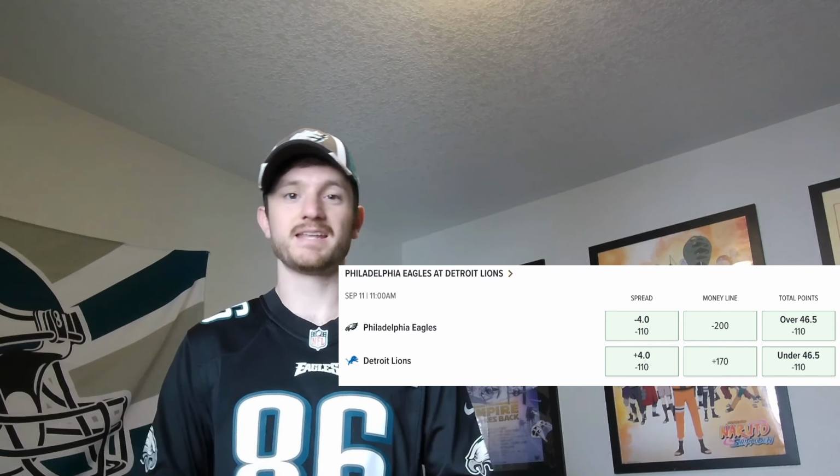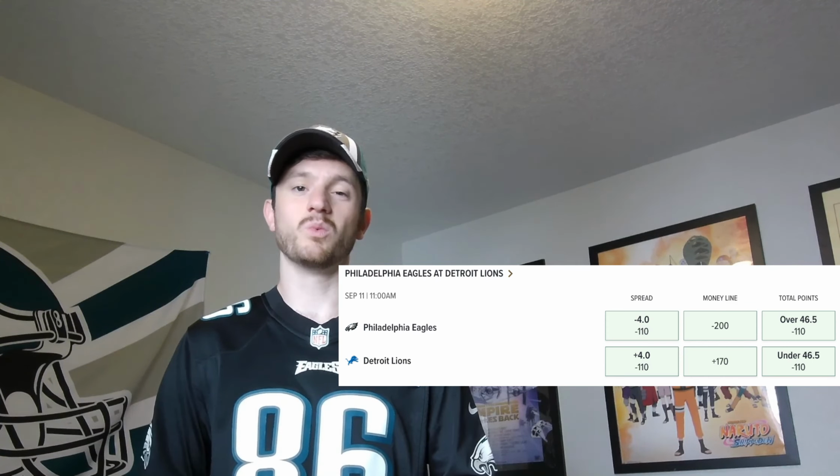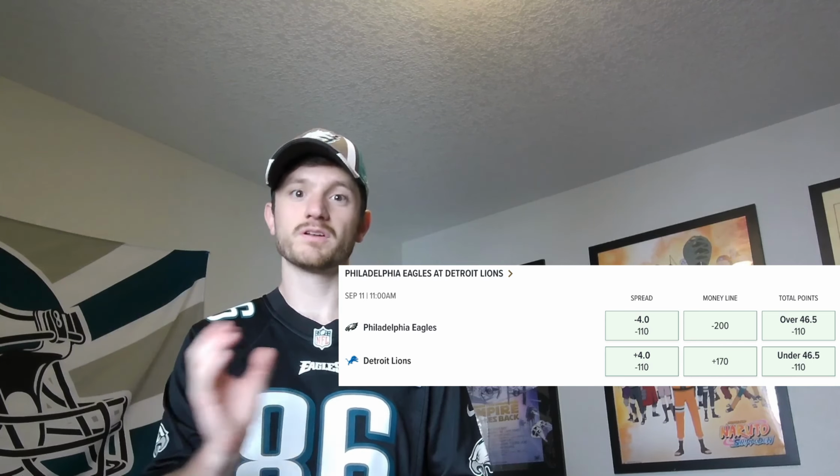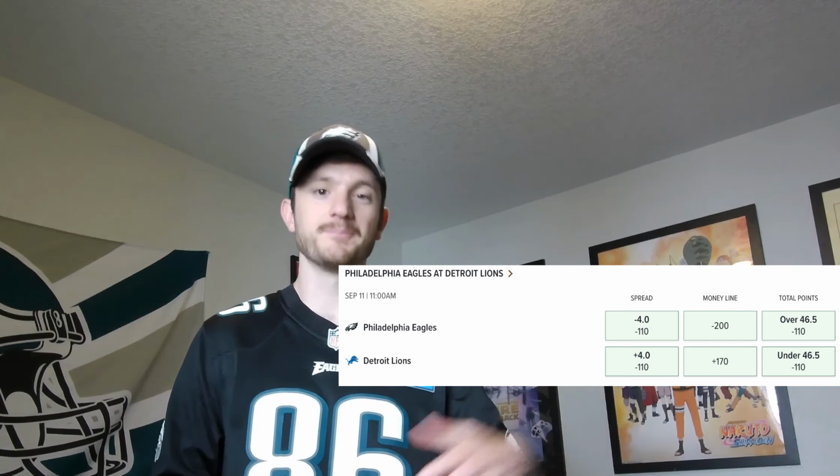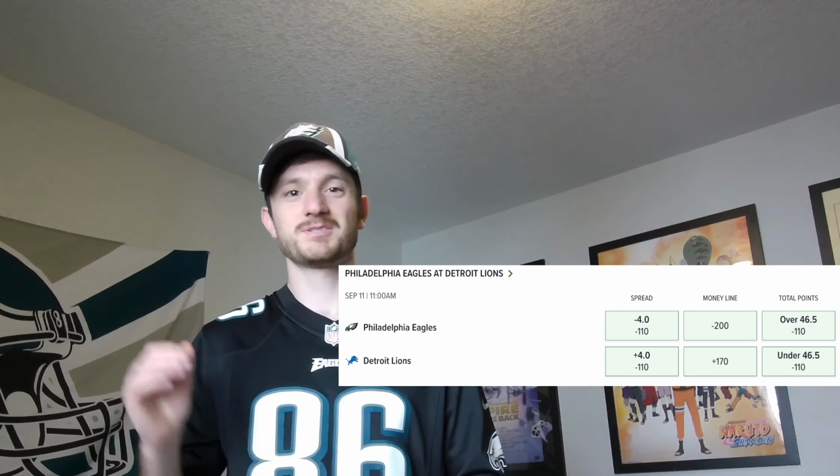On the opposite side, if you are betting on the Lions, they can lose by fewer than 4 points or they can win the game, and you would win that bet. Since this specific spread is just a 4 flat, not 4.5 or 3.5, if the Eagles win by exactly 4, that means that your bet will have pushed and you will get your money back refunded.